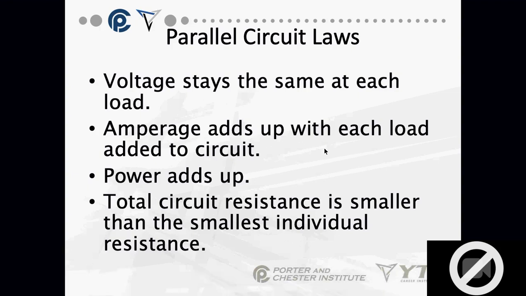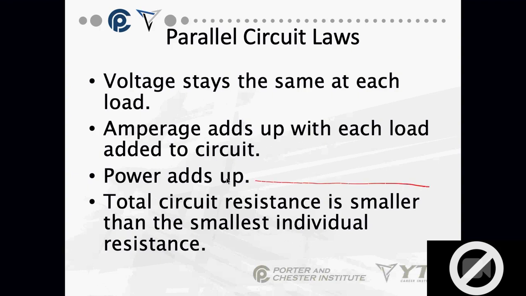With each load added to the circuit, power adds up. So if one load is using 100 watts, let's say you have 4 light bulbs in a room, you have one that's using 100 watts, you have another that's using 60, my total wattage is going to be 160. Your total circuit resistance is smaller than the smallest individual resistance.